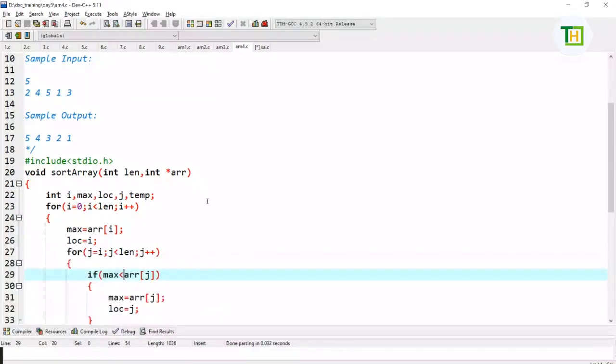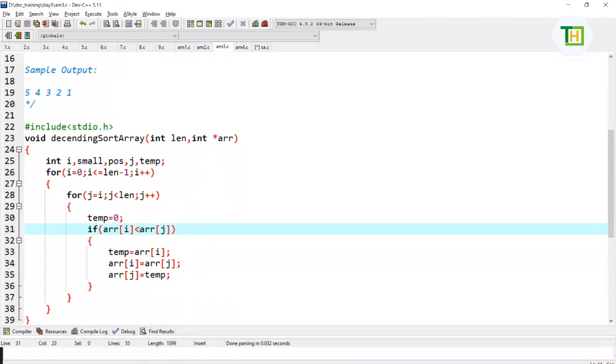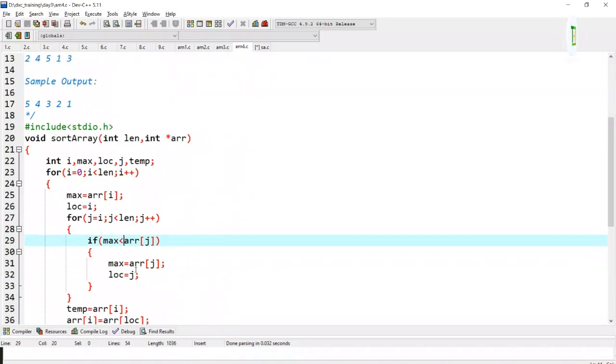Similar question, the name is different. Here it is going to be a greater than symbol. If it is greater than, you have to make it less than. Both are the same questions, similar questions, but the function names are different. That's it. Nothing else.